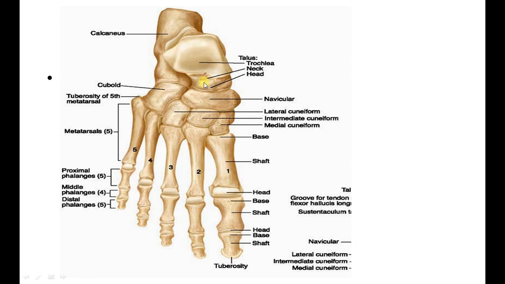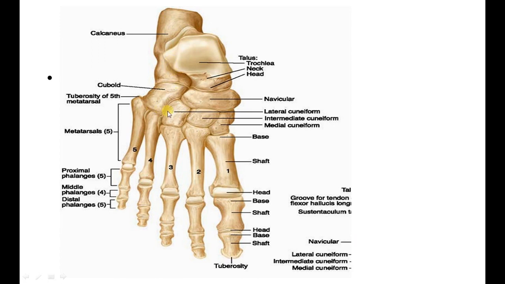In the front, what you see is the head of the talus. Between the head and the trochlear surface you have a small constriction called the neck of the talus. The head articulates anteriorly with the navicular bone. Behind, what you see is the calcaneum. That is the posterior surface of the calcaneum, which forms the heel. The calcaneum anteriorly articulates with the cuboid and superiorly with the talus, and there is a groove between them called the sinus tarsi.